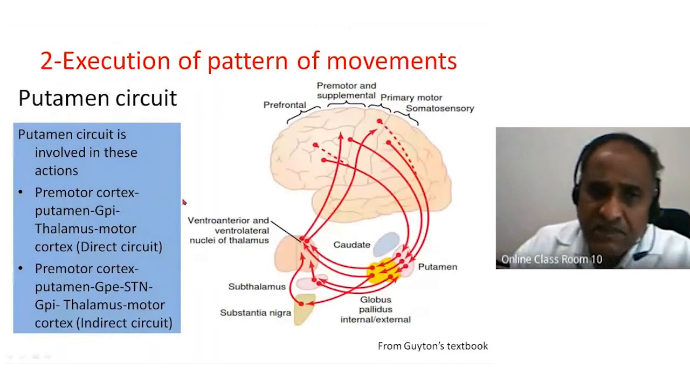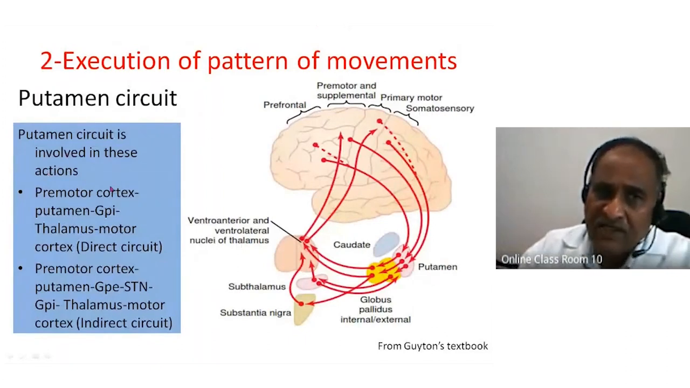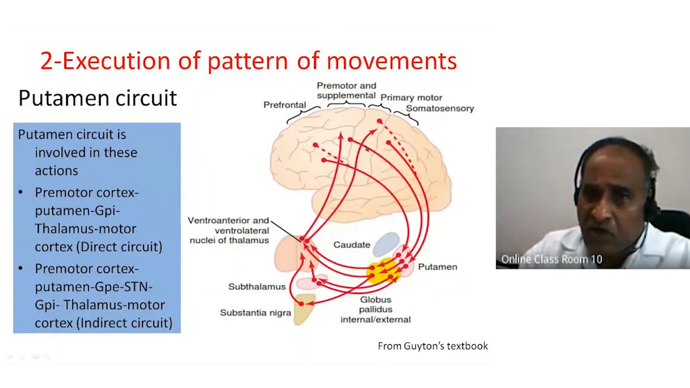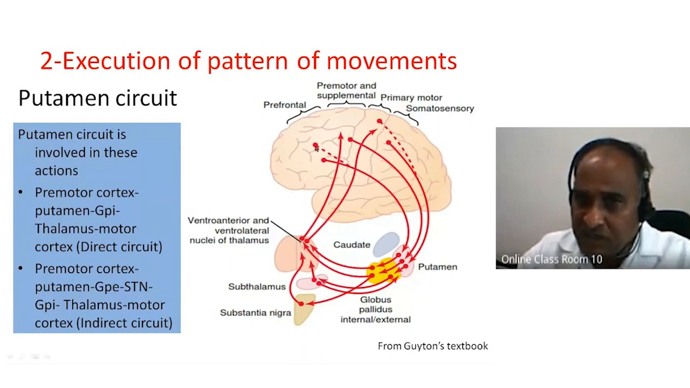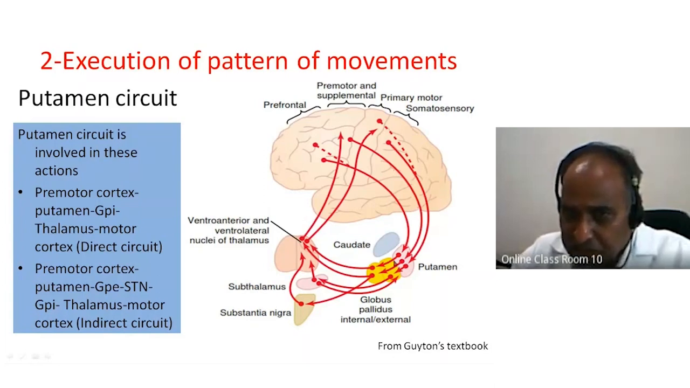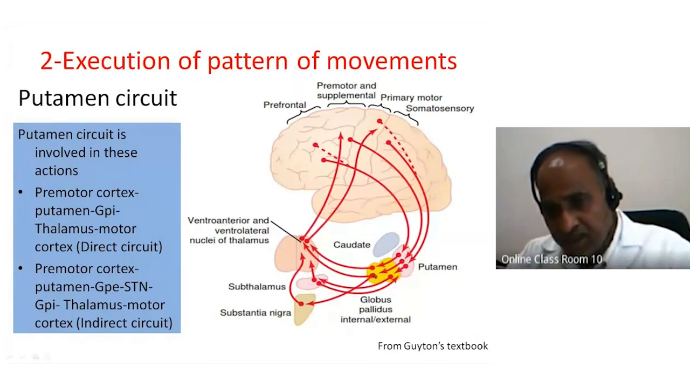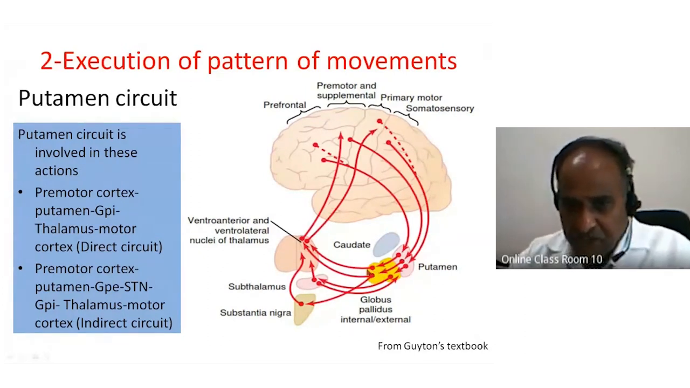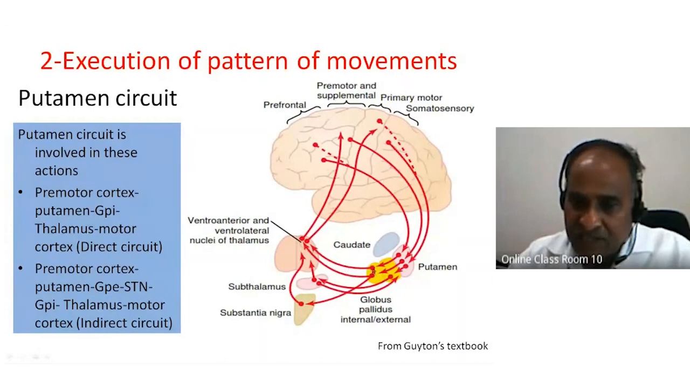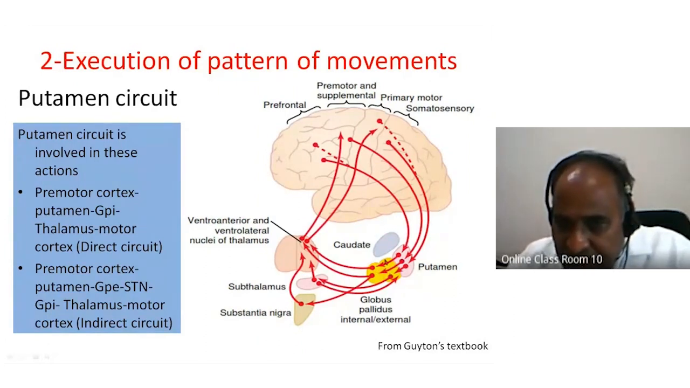Now, the execution of the pattern movements starts in the premotor cortex. This is the premotor cortex, and these lines go from it. The premotor cortex reaches the putamen here. This is the putamen. And from the putamen, they reach the direct circuit, the GPI, then the thalamus and back to the motor cortex. That's one. The second, from this, goes through the indirect circuit.